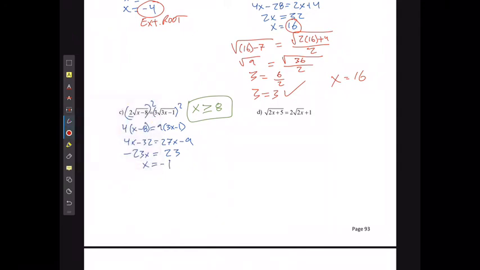And then as soon as I see this, I'm going to check here, and I can see right away that that is an extraneous root. It does not fit within the range of possible solutions.